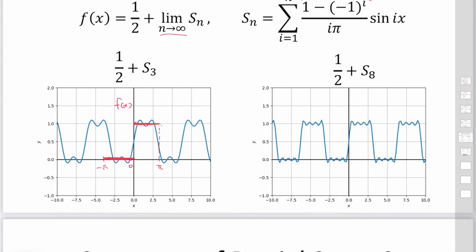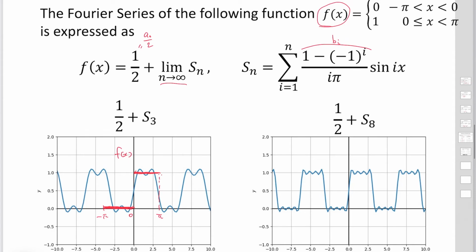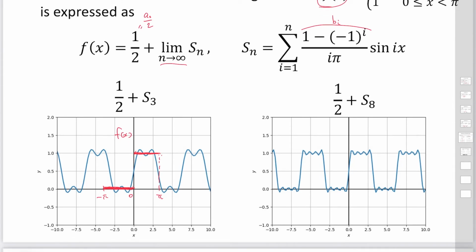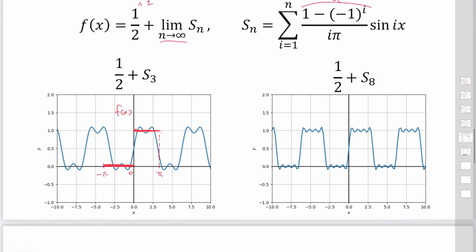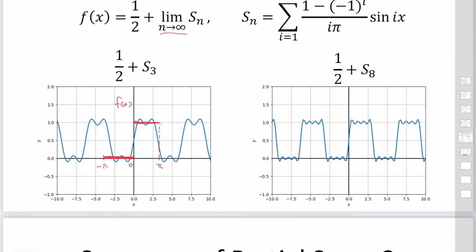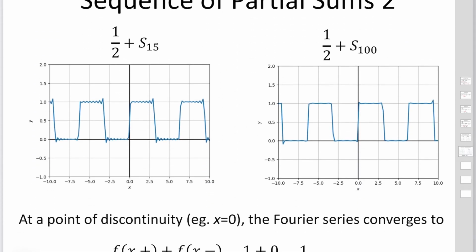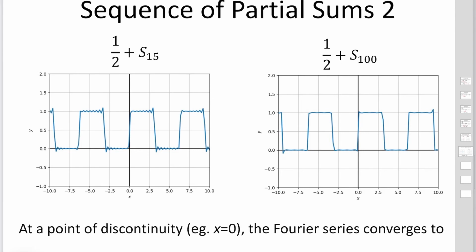If you take a partial sum and only consider 3 terms, the sum of the 3 terms is s sub 3. It looks similar to the function f(x). We increase the number of terms. If you take 8 terms, it becomes very close to f(x). If you increase more, 15 terms, you can almost express f(x). Increase up to 100, and it's quite similar to the solution of f(x).